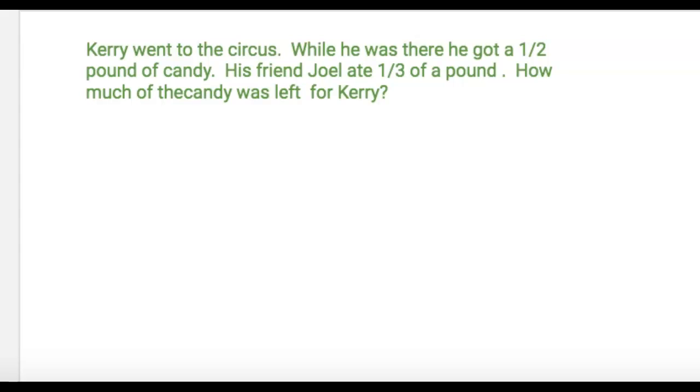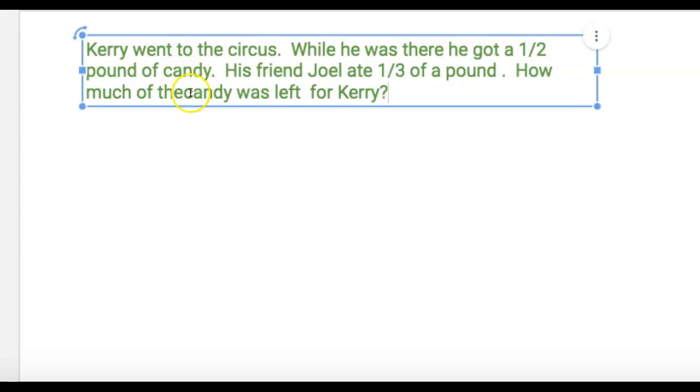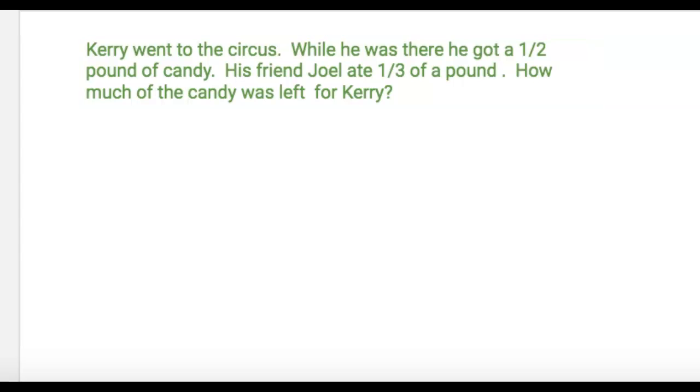All right. So we need to ask ourselves, what is the question asking us? And the question is asking us specifically how much of the candy was left. So one nice thing about that is it's going to be talking about subtraction, how much was left. So he had a ½ pound, so he started with a ½ pound, and his friend Joel ate 1/3 of a pound. Okay, so go ahead and solve that and bring your solution to your teacher center.